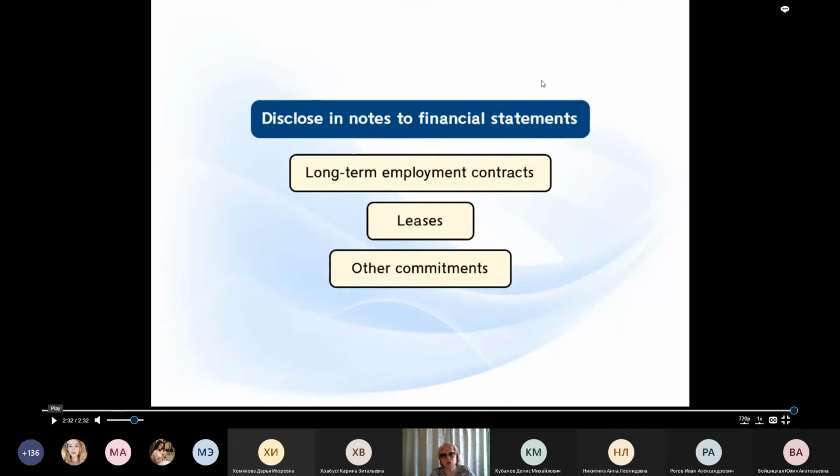But in order to provide potential information users with information about possible future outflows, companies should disclose information about long-term employment contracts, leases, agreements, and other commitments, including contingencies, in the notes to financial statements.